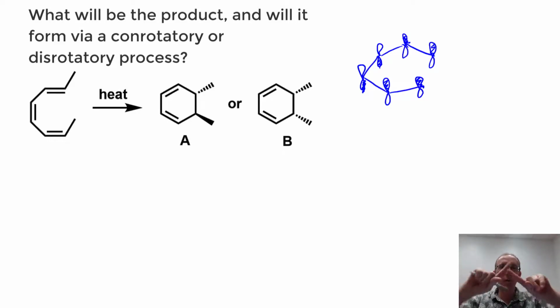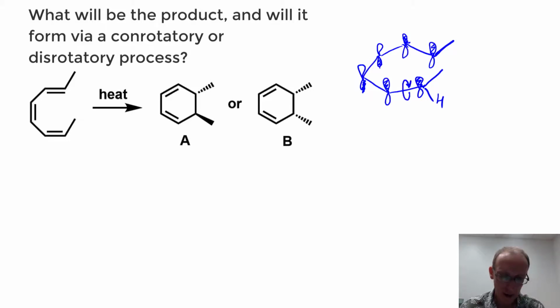Before, with the cyclobutene or the butadiene, it was only a 4 pi system, but we were doing it under photochemical conditions, so that was also disrotatory. Now we're thermal, but with a 6 pi system, so it's going to be once again a disrotatory process. We've got a methyl group pointing here and a methyl group pointing here. We'll draw in the hydrogen just to make it clear. And disrotatory means that we're going to have to get things to go in opposite directions. So one is going to go clockwise, the other one's going to go anti-clockwise.